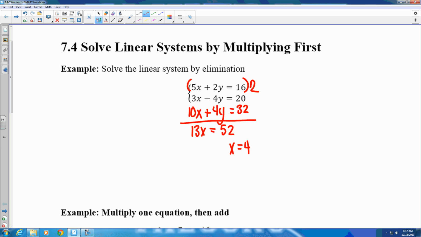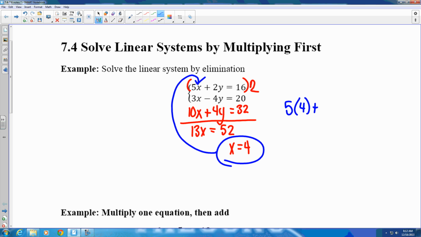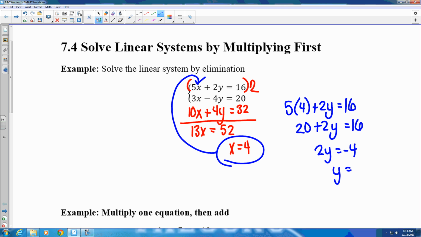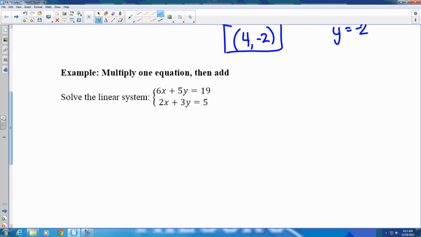And then what you can do is substitute that x equals 4 back into any equation that you want to. I usually go back to one of the original equations because I don't want to deal with bigger numbers than I have to. So if I put that back in the top one, that's 20 plus 2y equals 16. 2y equals negative 4. Y equals negative 2. So our answer is 4, negative 2. So if I were to rearrange and graph those two equations, they would intersect at the point 4, negative 2.